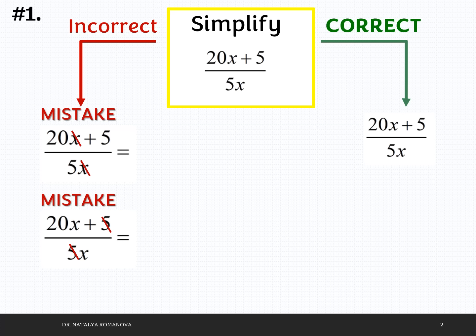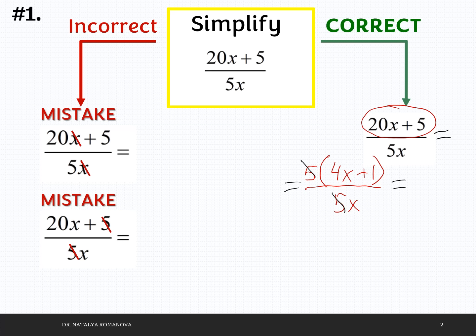Step 1. We have to factor the numerator and denominator. We can see our numerator has a common factor 5, so we can write 5 times (4x plus 1) over 5x. Now we can cancel out because we have the common factor 5 and 5. So we cancel out 5.